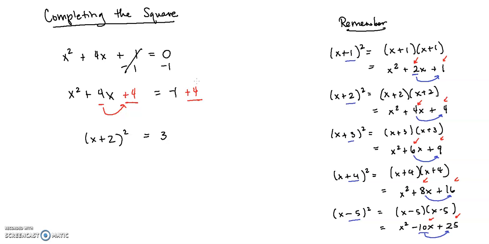Okay, now why would we want to do that? Well, it was something that didn't factor in the original, but now we have something that we can deal with. We've got something squared is equal to a number. We know what to do with that. We can do the square root method.